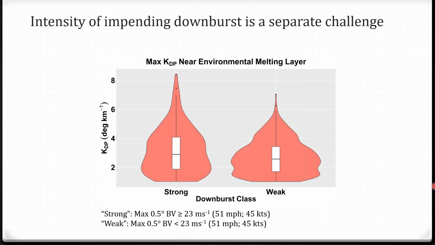So if you see a KDP core, it's likely that there's going to be a downburst, but how strong it might be is a bit more challenging. So this is just a violin plot that shows the distribution of maximum KDP near the melting layer for strong downbursts and for weak downbursts. And you can see that there is a lot of overlap in these values. Some of the stronger values do tend to be more associated with strong downbursts rather than weak, but lots of overlap. It could be hard to say, oh, I see a KDP core, and yes, the downburst is going to be severe or impactful, however we want to define that.